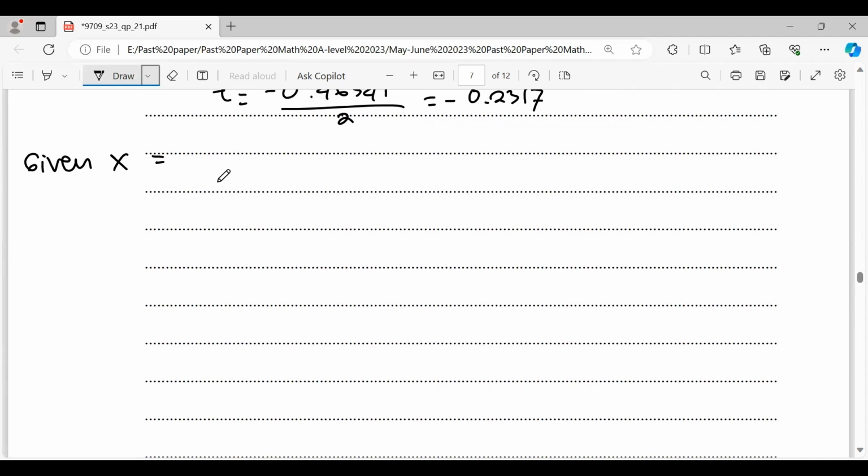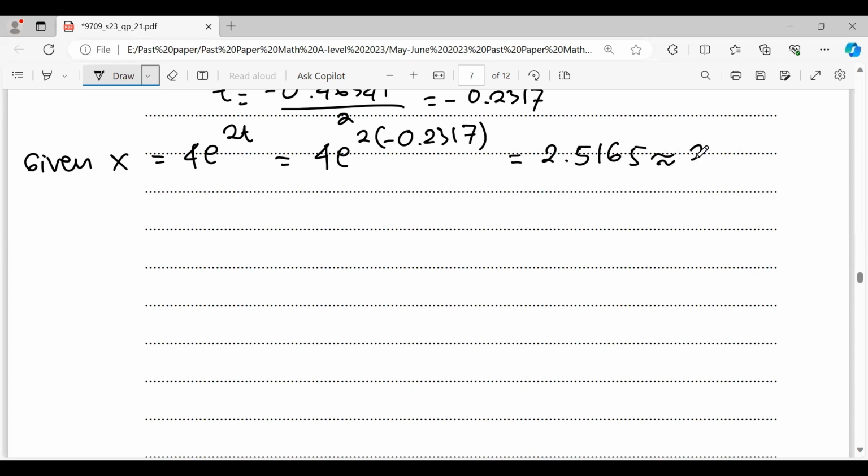So given x equals 4e power 2t, it means 4e power 2 times negative 0.2317. With a calculator, you can find that x equals 2.5165, or 2.52 in three significant figures.